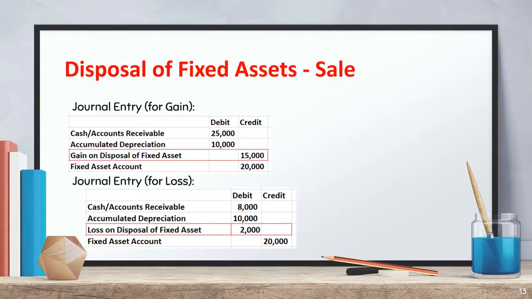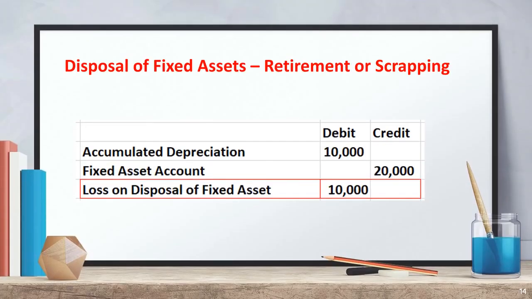When a fixed asset is sold, scrapped, or retired, the asset and its accumulated depreciation must be removed from the books, and any gain or loss is recognized. When a fixed asset is sold, if the cash received is more than the asset's net book value, in other words, cost minus accumulated depreciation, record a gain. If less, record a loss. Here are the journal entries for both scenarios. Here is the journal entry when a fixed asset is scrapped or retired.